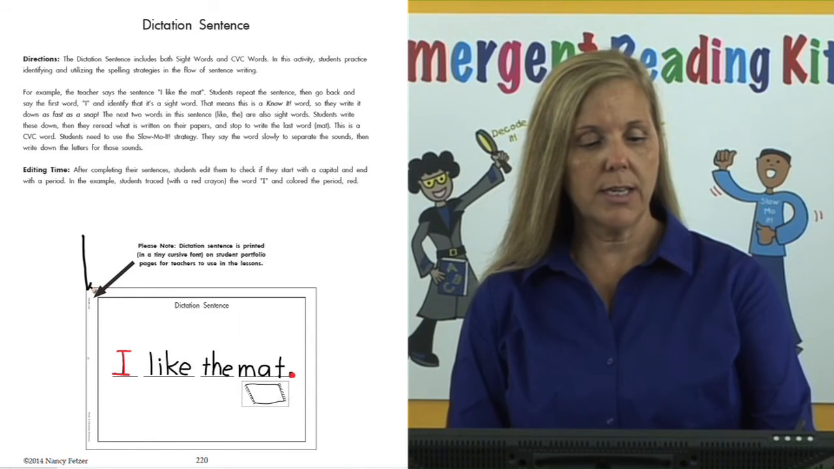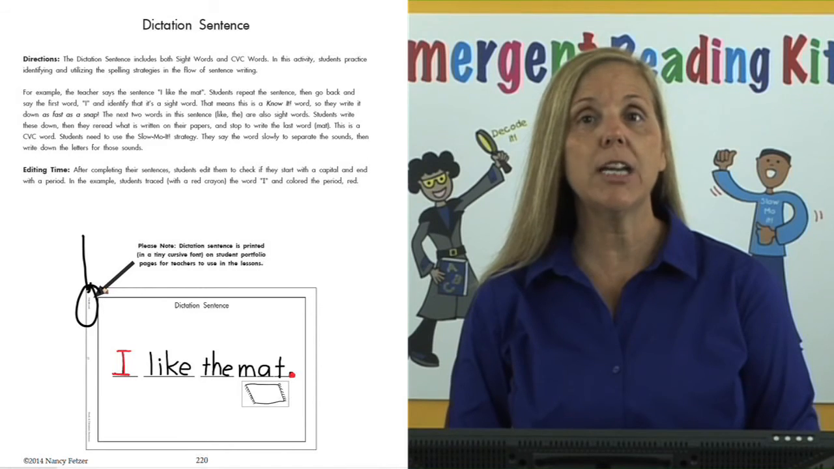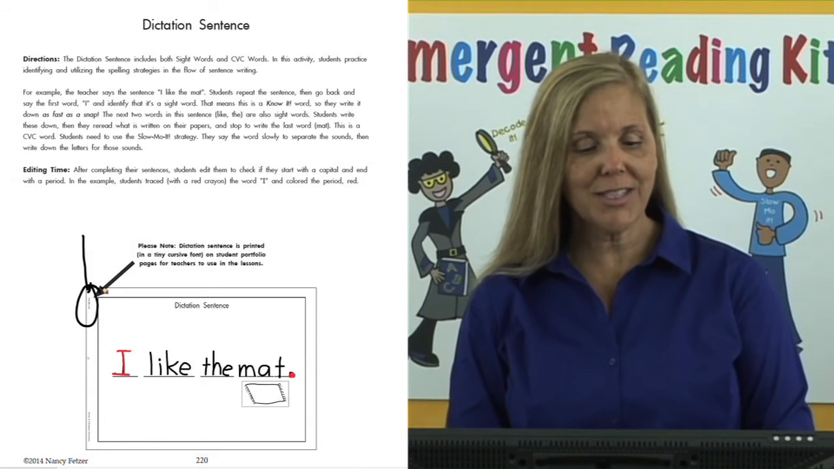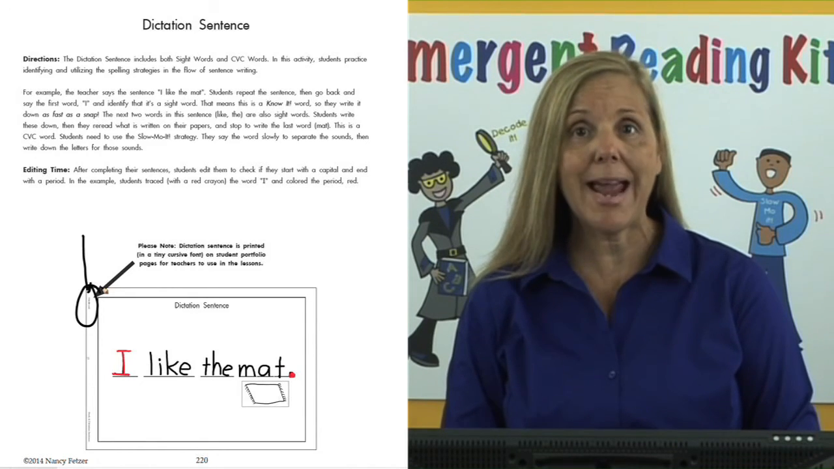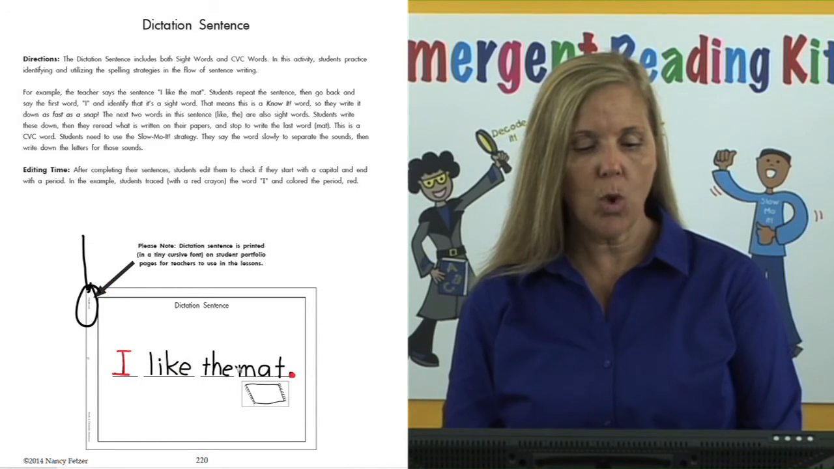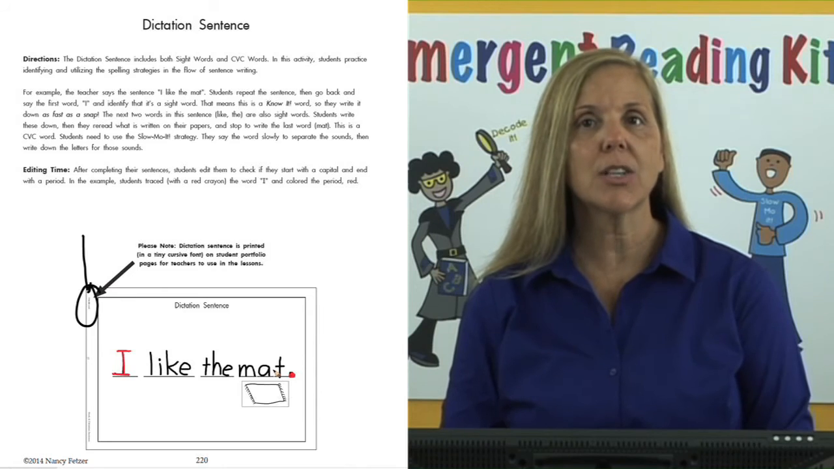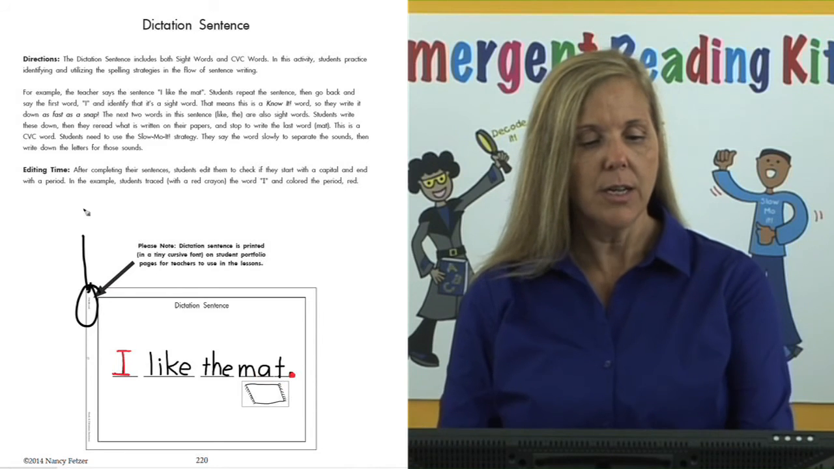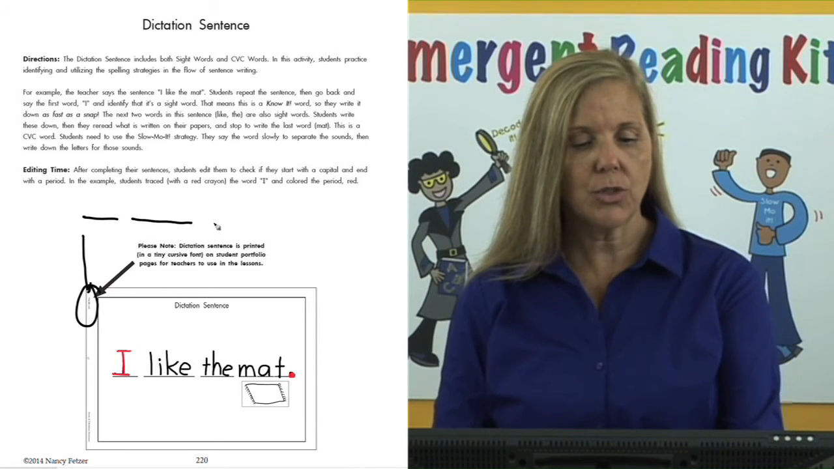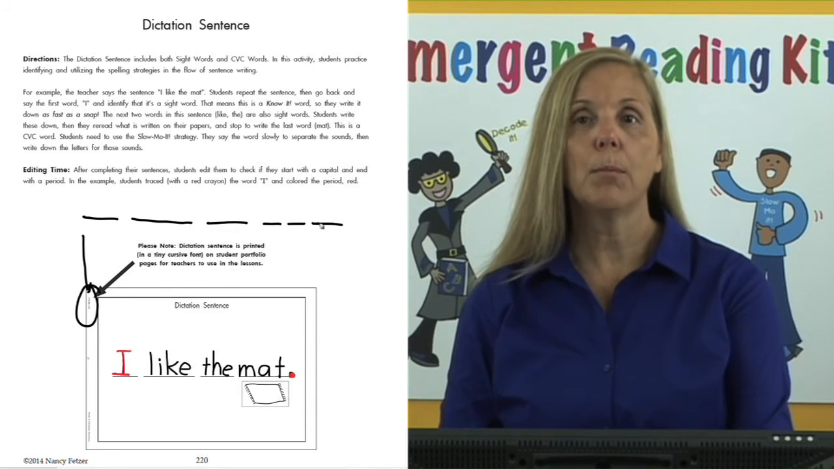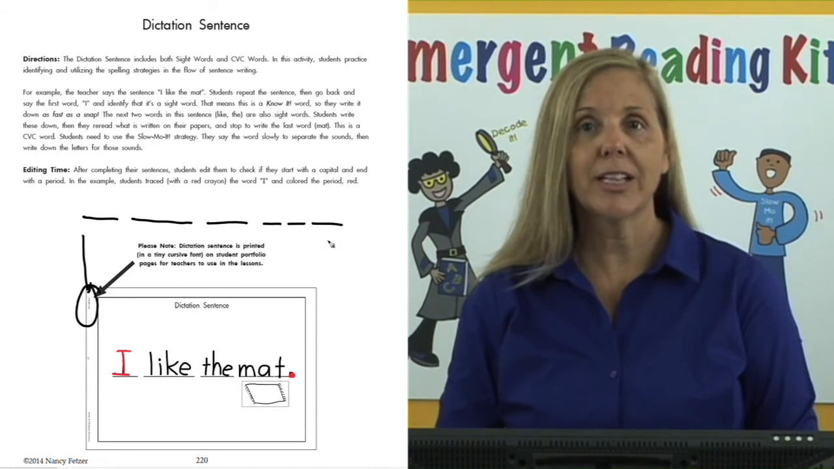Again, the sentence is hidden in the corner in a tiny cursive font for you to refer to. You would say to the students, boys and girls, our sentence today is, I like the mat. You say that, I like the mat. Let's touch each one of these different parts of our sentence for each word. Ready? I like the mat. So at this point, the students' lines are blank, and they would just be touching blank lines. I like the mat. Let's go back and let's write the first word.